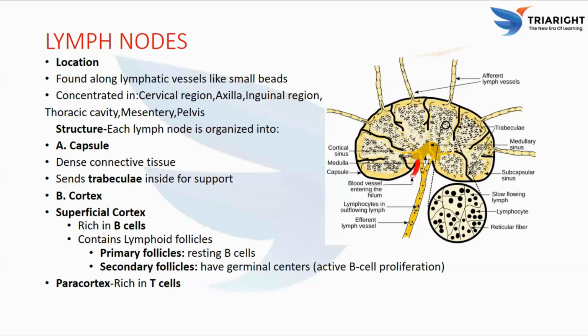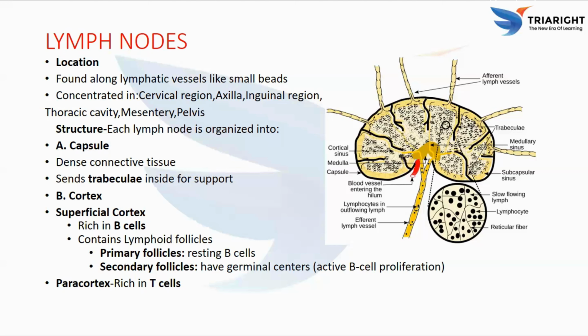So the second part is the cortex. The cortex is the outer region just under the capsule. It is divided into superficial cortex and paracortex. The superficial cortex is rich in B cells. It contains lymphoid follicles. There are two types of follicles within the superficial cortex: the primary follicle and the secondary follicle.